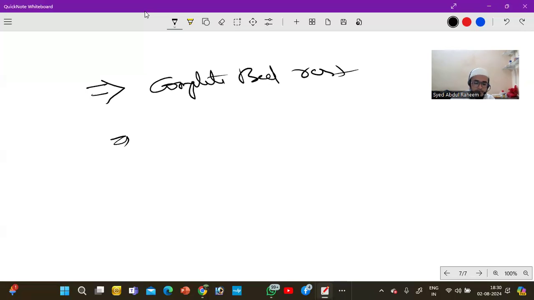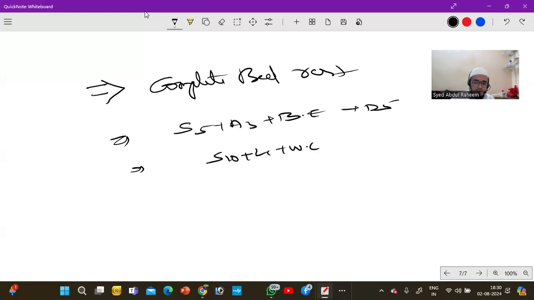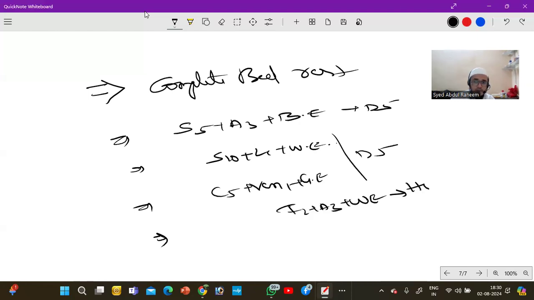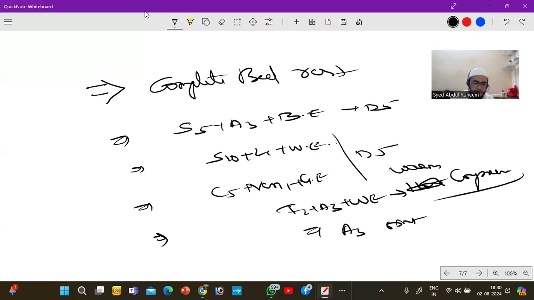Here you have to give the remedies S5A3B, starting with D5. And you have S10 L1WE also. C5 VEN1G, all on D5 only. Some need a compress of F2 A3 WE. Sometimes a warm compress is needed, not hot, warm. Or application of A3 ointment, or you make A3 ointment for the heart region.